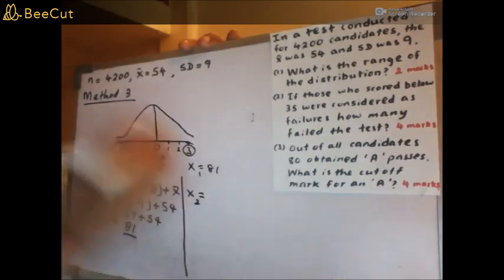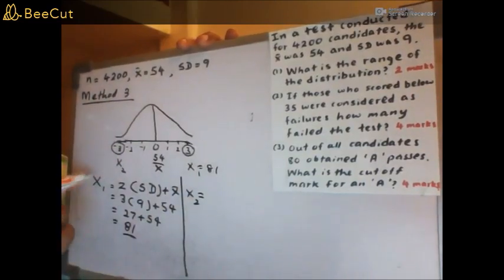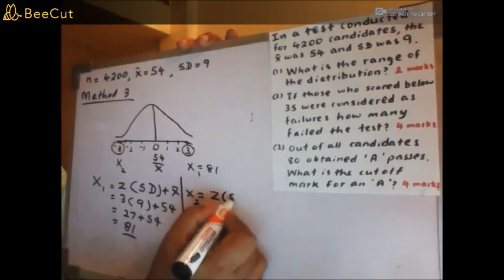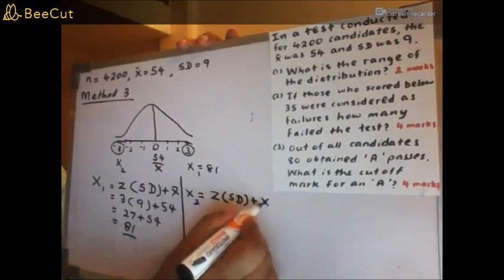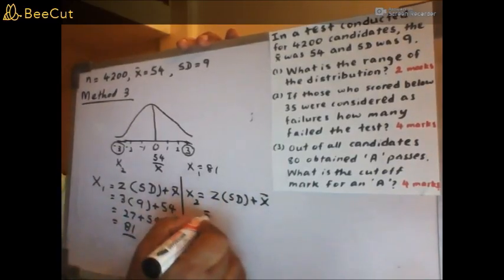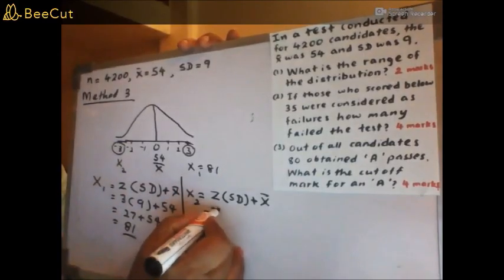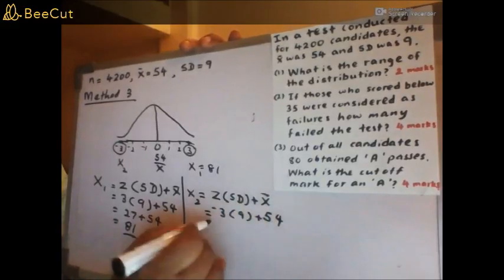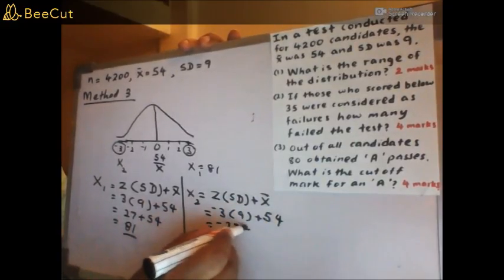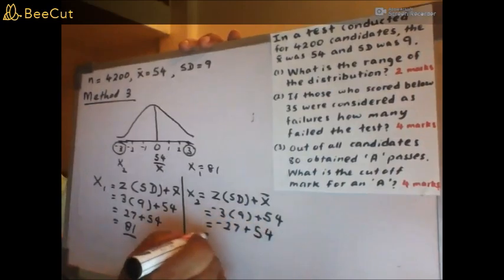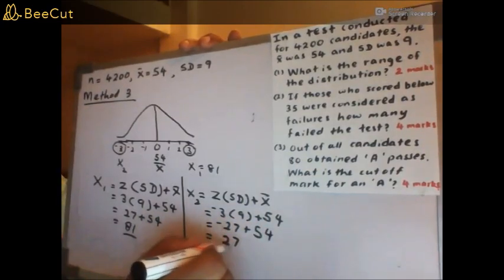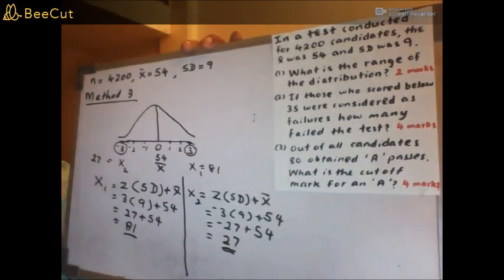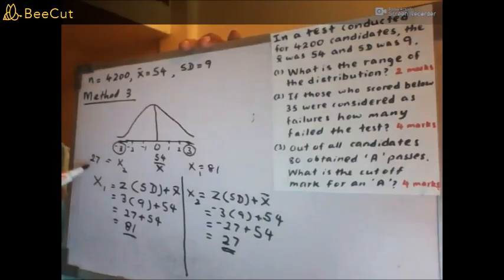x2 equals, if we know the z, what's the formula? It's the same. x2 equals z into SD plus x bar. Now here z. What is our z? Minus 3. Minus 3 into 9 plus 54. Here minus 27 plus 54. Then it is 27. That's the lowest one. 27 is the lowest mark.